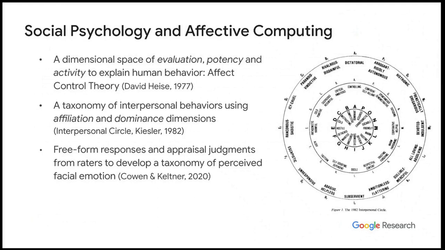Another concept that can be useful to understand relational affect is interpersonal behavior, that is, studying the behavior of people in the presence of others. The 1982 interpersonal circle, shown in the slide here, presented a comprehensive taxonomy of such behaviors. It is a two-dimensional model that organizes behaviors into 16 segments, each of which represents a different combination of affiliation and dominance.